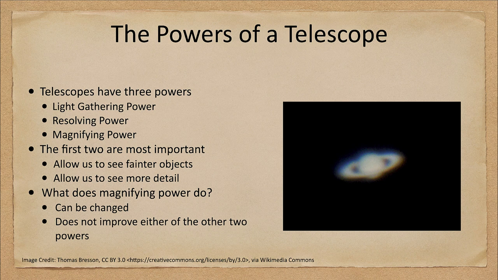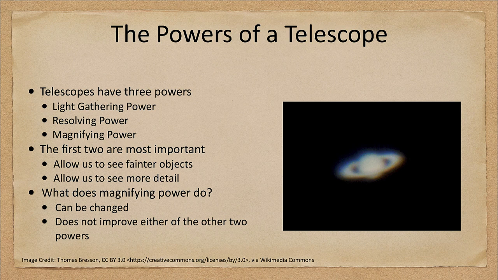The magnification power also can be relatively easily changed. While the first two powers depend on the size of the lens or the mirror that makes up the primary objective of the telescope, the magnification depends on the focal length of the primary mirror and of the eyepiece. The eyepiece can be easily changed, so magnification would be relatively easy to change. Now, that can be changed, but it does not improve things.